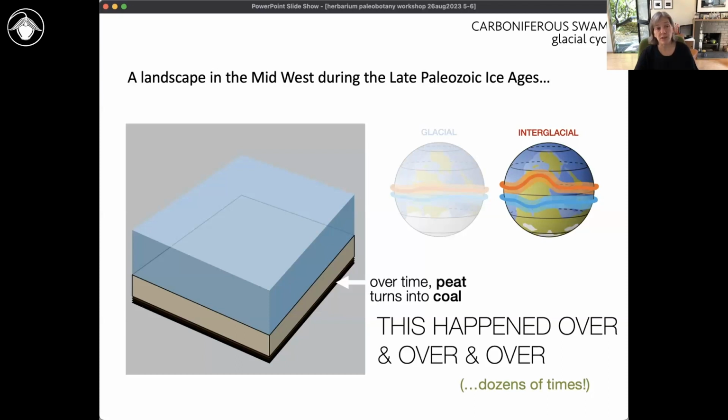Just want to point out these glacial-interglacial cycles happened over and over and over. So many of these peat and later coal layers formed. And it's actually this coal that we burned to warm our houses, to create electricity, and in Europe also to start the beginning of the Industrial Revolution.